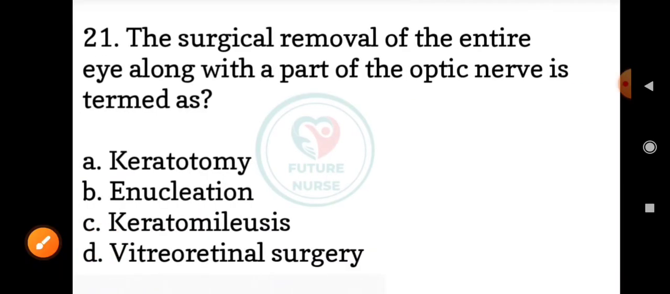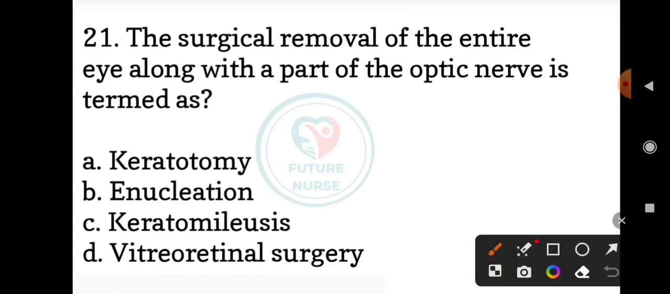The surgical removal of entire eye along with a part of the optic nerve is termed as keratotomy, enucleation, keratomileusis, vitreoretinal surgery. So the right answer is enucleation.